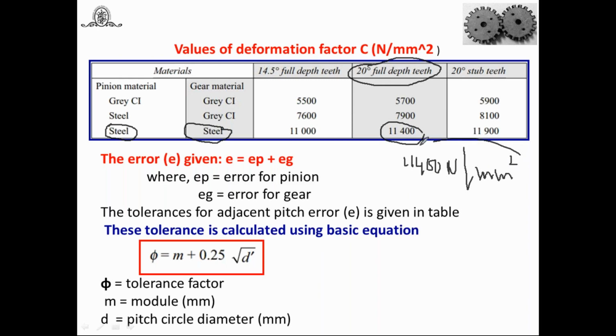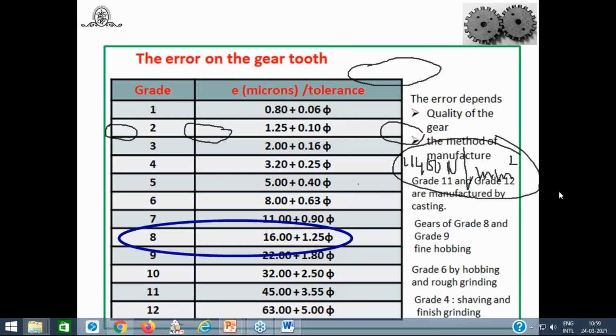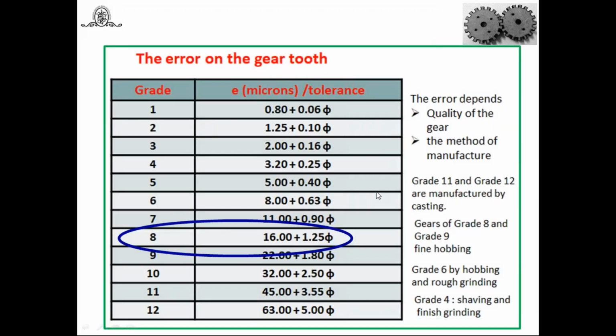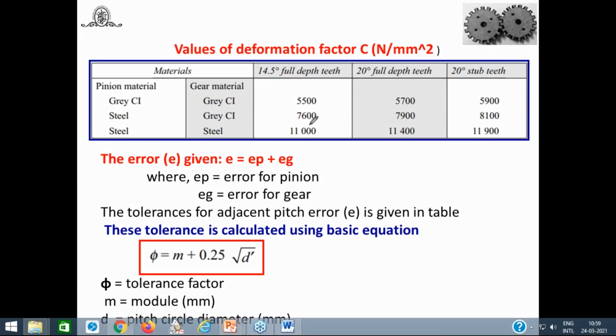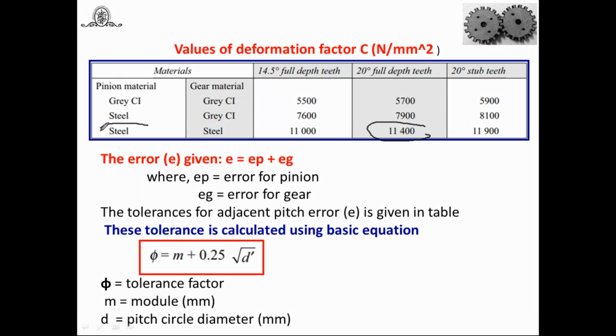Try to understand. Units are very important. Sometimes in examinations, instead of giving the deformation value, this capital C may be given as 11,400 Newton per mm. That means it's already multiplied by small e, the error. We will discuss such types of problems also. But here, if the values are not given, you can refer to the chart. For steel material, both pinion and gear, 20-degree full depth, you have to take the value 11,400 Newton per mm square. This is one aspect.